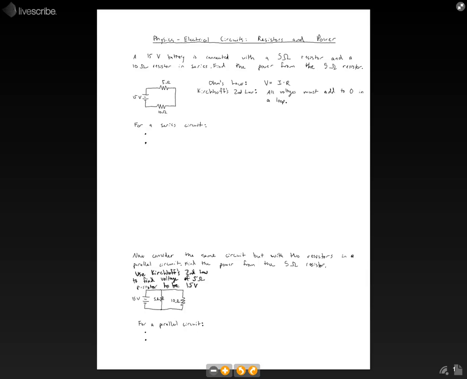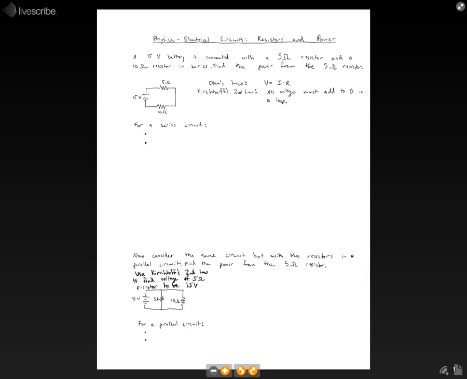There's a couple things we want to go over before we get into this. First is Ohm's Law, which is a pretty simple equation that we will use a lot: voltage is equal to current multiplied by resistance. And we also have Kirchhoff's Second Law: all voltages must add to zero in a loop. What this means is we have our battery, which is a 15 volt battery, and then we have voltage drops from each of the resistors.